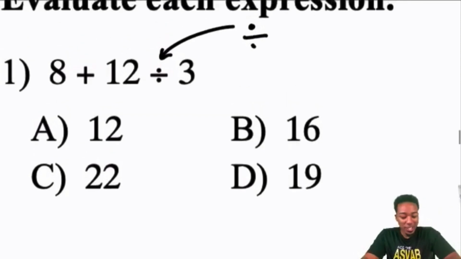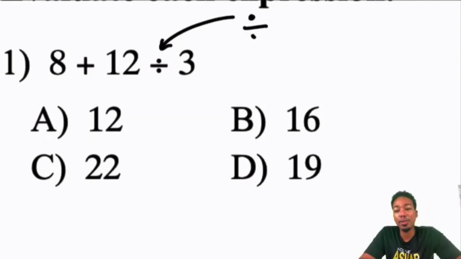Let's get to it. So we have 8 plus 12 divided by 3. Everybody, which one happens first? Multiplication, division, addition or division here? Which one's going to happen first? It's going to be division.